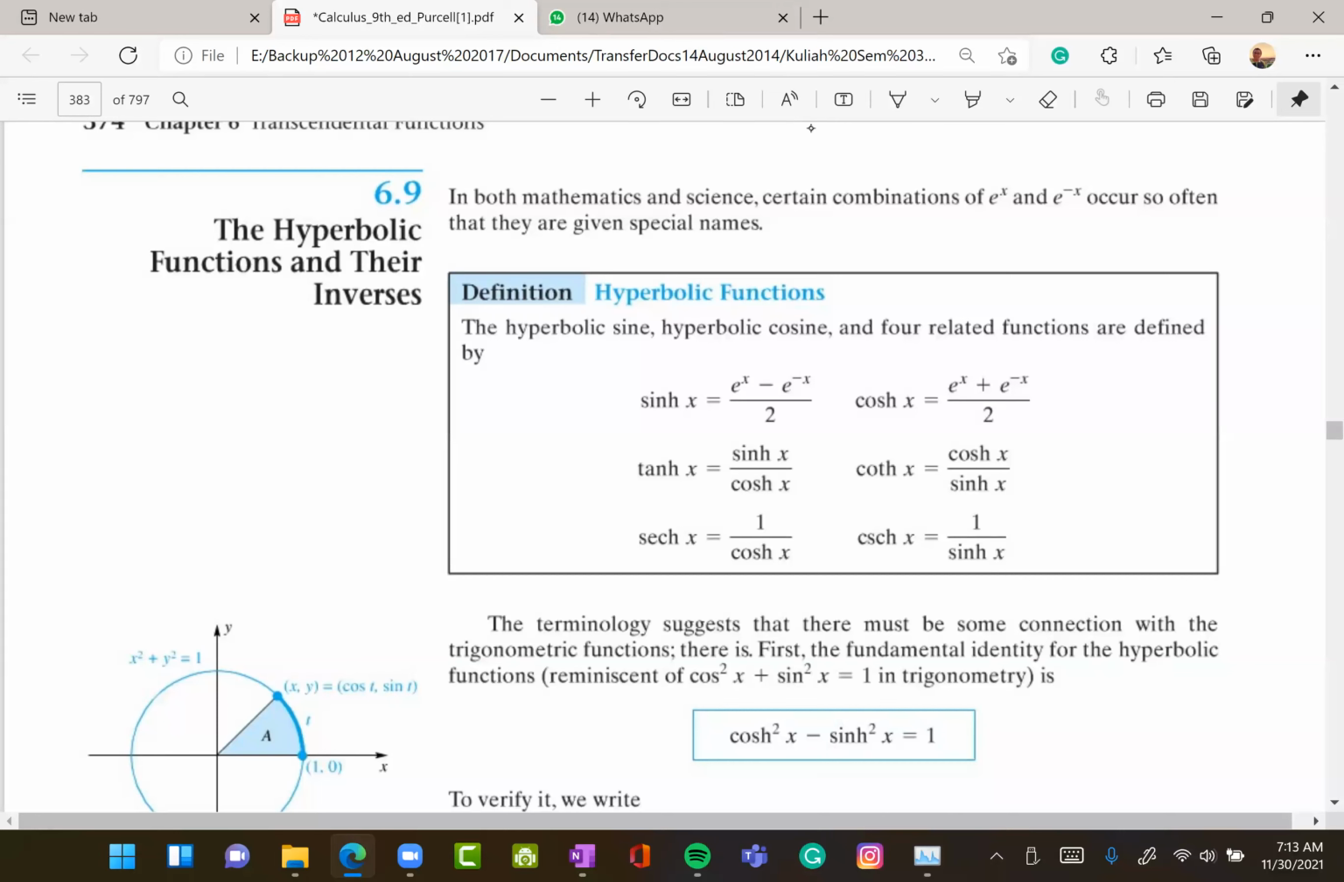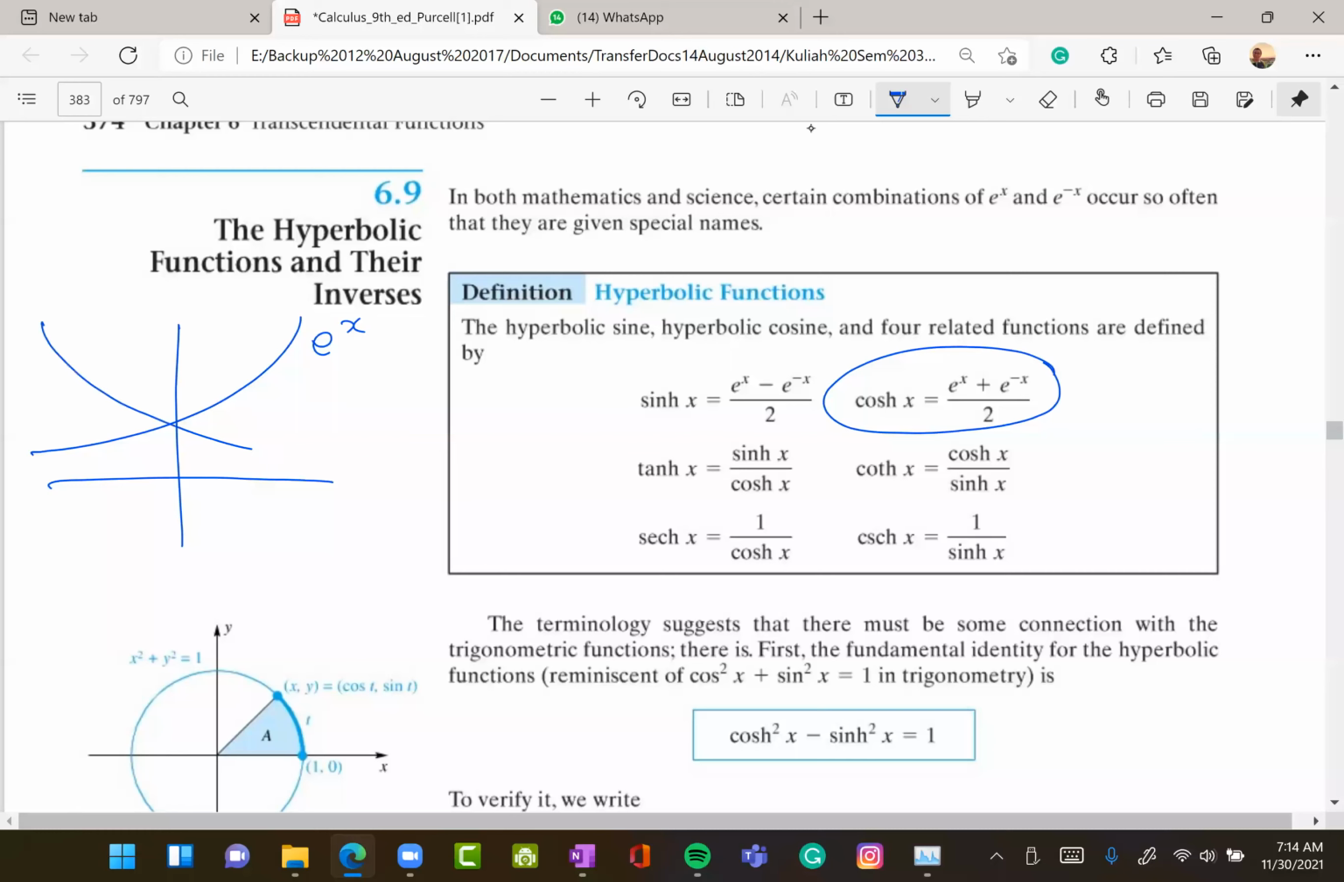With cosine, you see that this is the average of e to the x and e to the negative x. If you recall, I'll write it down later with the notes, but just to give you an idea, this is the exponential function e to the x, and e to the negative x is this, because e to the negative x is just 1 over e to the x. So whenever e to the x is large, e to the negative x is small, because it's 1 over.